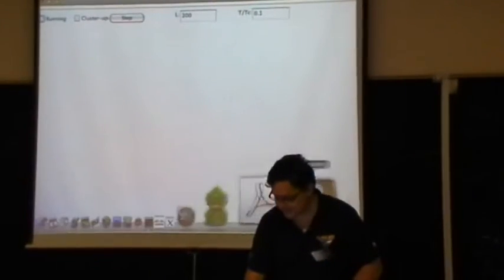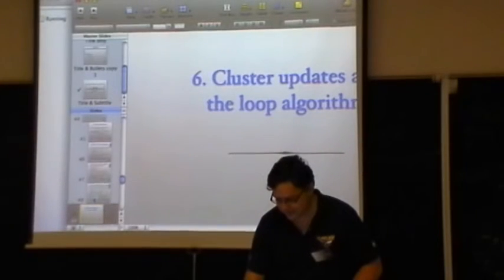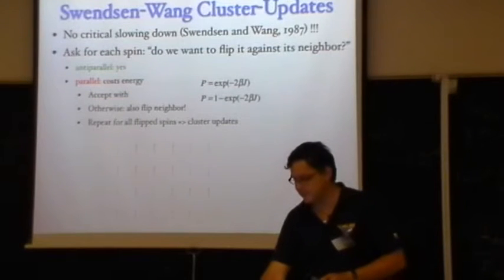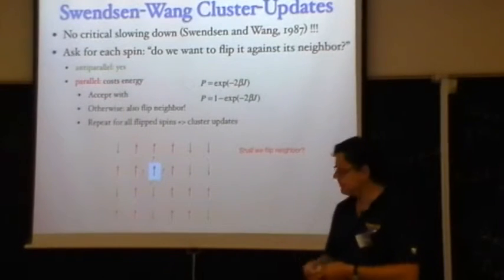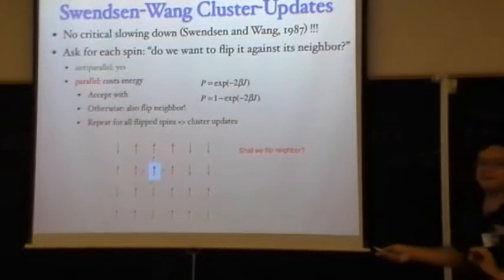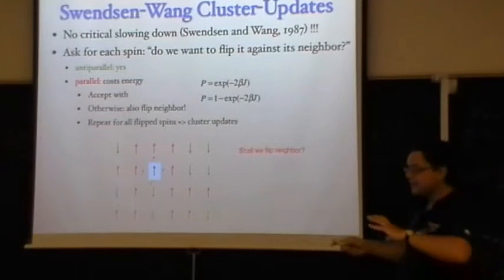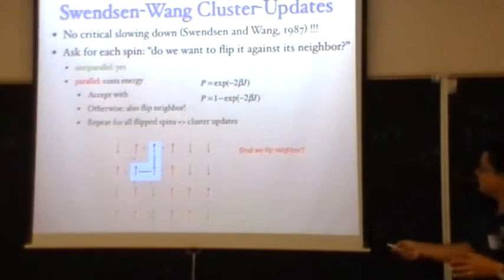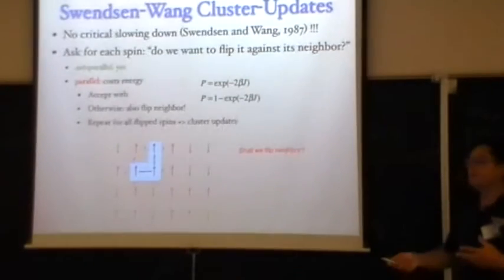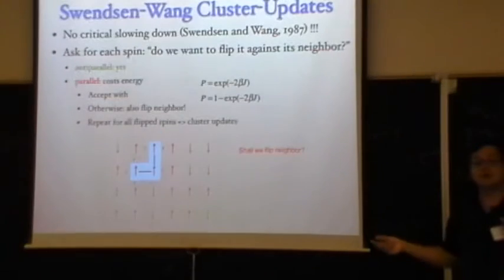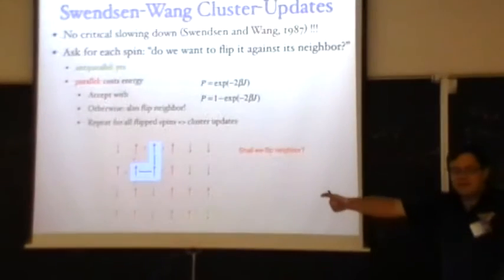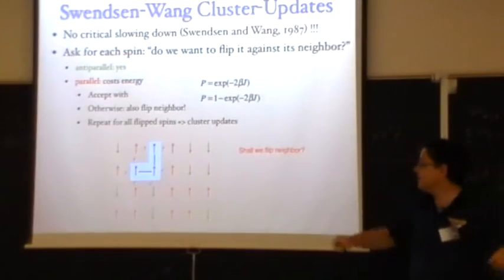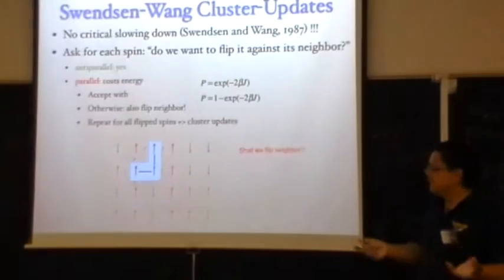So let me review for the last time the cluster update and then we end. The cluster updates are simply, we ask whether we want to flip a spin against its neighbor. If yes, then it's fine. If it's not fine, then we just flip the next spin as well. That means we add it to the cluster we build, and then we again ask its neighbors and so on. So we grow that cluster outwards until it's finished, and then we flip it.